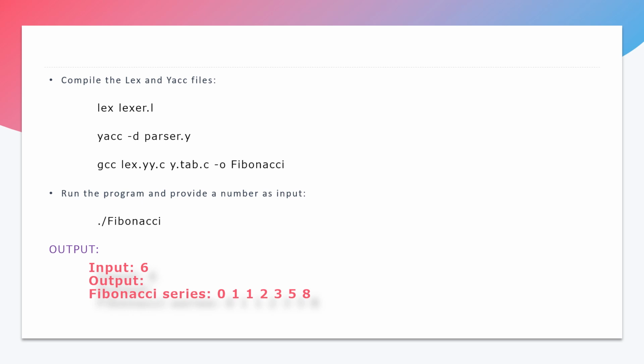Compile the Lex and Yacc files using these commands: lex lexer.l, yacc -d parser.y, gcc lex.yy.c y.tab.c -o fibonacci. Run the program and provide a number as input. The program will prompt for a number, and after you enter it, it will print the Fibonacci series up to that number. Input is 6 and the Fibonacci series is as follows: 0, 1, 1, 2, 3, 5, 8.